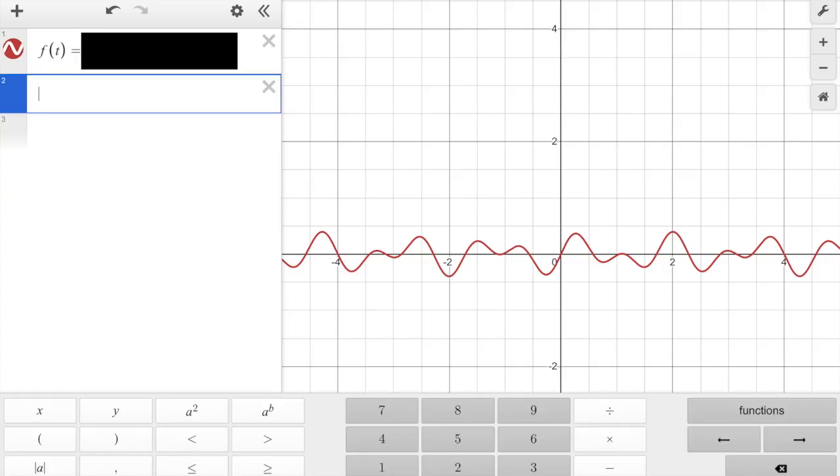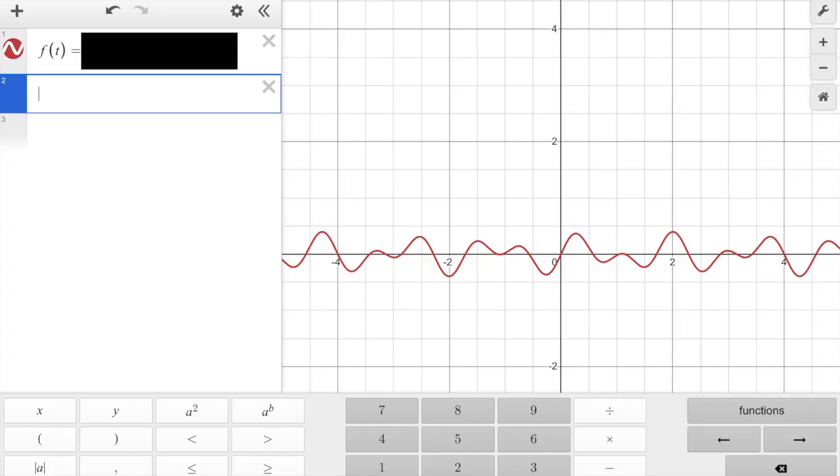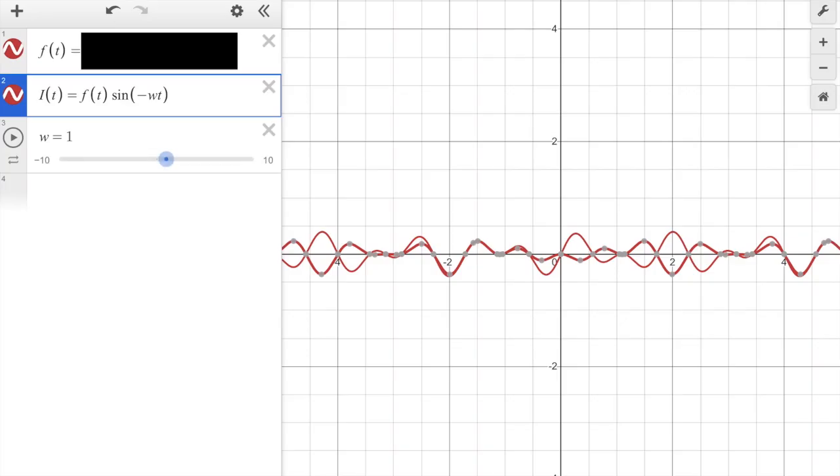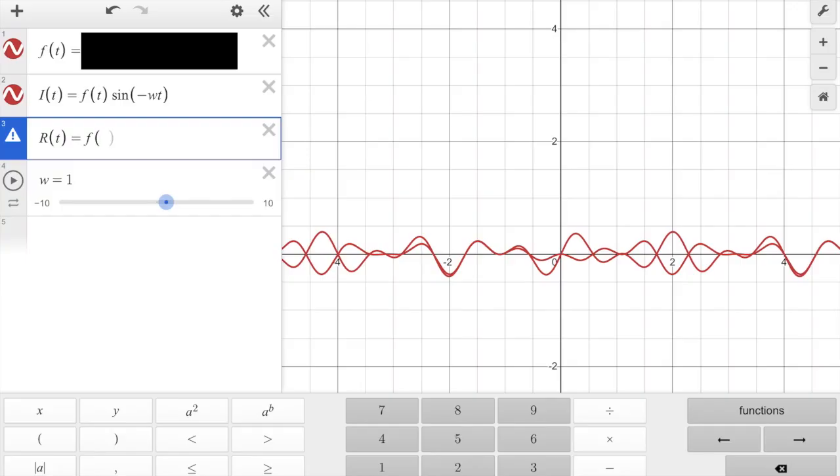So you may remember from the last video that the f of t times e to the negative i omega t term can be split into a real part and an imaginary part, because the e to the negative i omega t term is analogous to Euler's formula. So let's start out with the imaginary part. We'll call it I of t for organization, and it'll be f of t times sine of negative omega t. And here we'll just use w for omega. And then we have the real part, r of t, equals f of t times cosine of negative omega t.